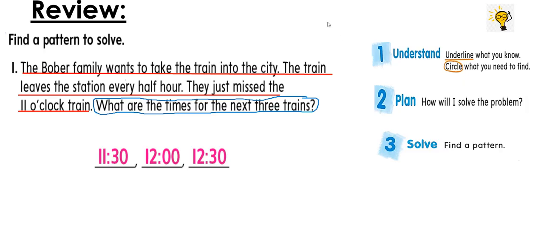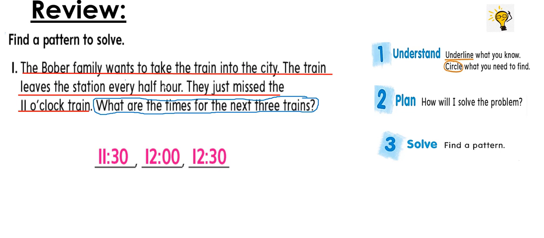So let's review our last topic, which was find a pattern to solve. The Barber family wants to take the train into the city. The train leaves the station every half hour. They just missed the 11 o'clock train. What are the times for the next 3 trains? So first we need to understand. We need to underline what we know and circle what we need to find.